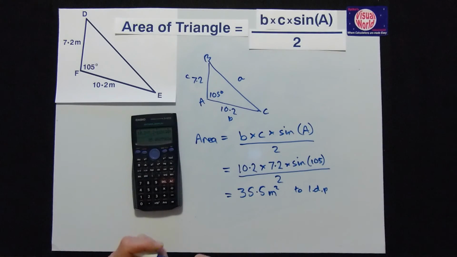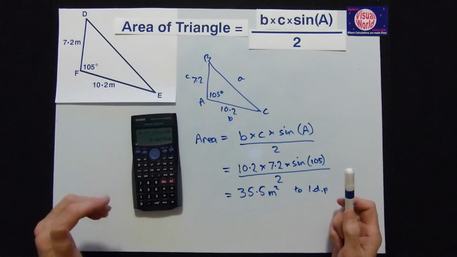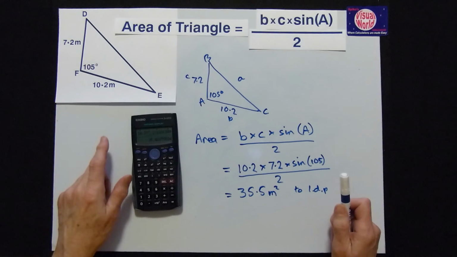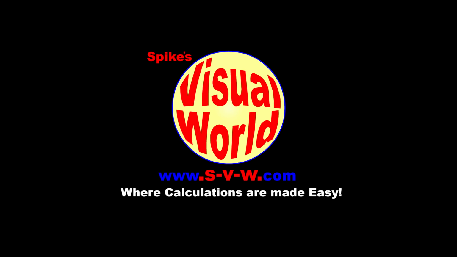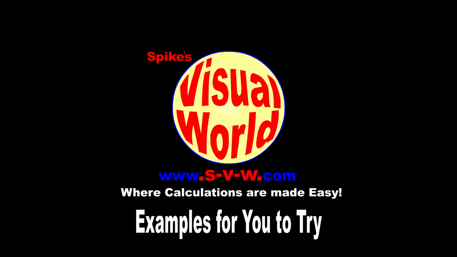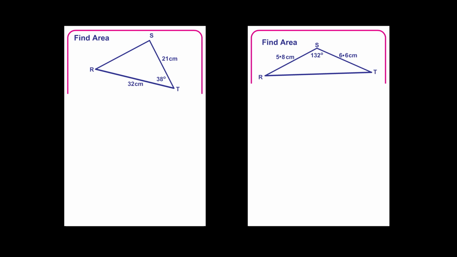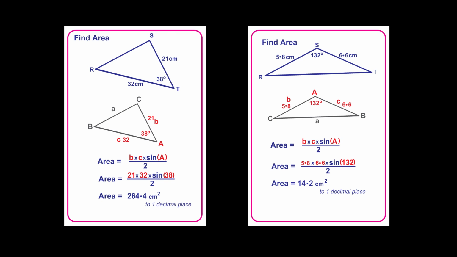Now, I'm not going to do any more examples, I'm just going to give you a couple to do yourself. It's as usual, you press pause while you're doing the questions, and then you'll get the solutions. Press pause, attempt the questions, then press play to get the solutions. If you didn't get the same answers, then have another look at the video.